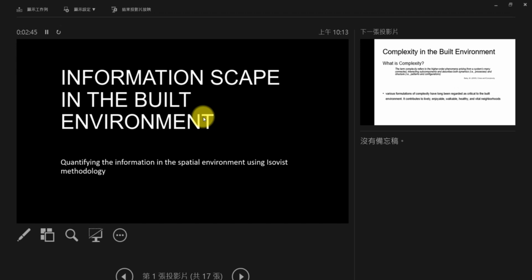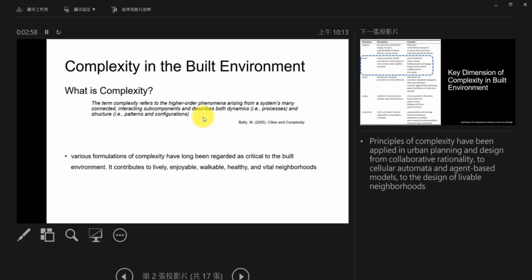So why do I want to learn about information scape? At first I want to discuss one more thing, the complexity in the built environment. So what is complexity? The term complexity refers to the higher order phenomena arising from a system of many connected, interacting components, and describes both dynamic and static aspects. So it's very complicated. That's why it's called complexity.